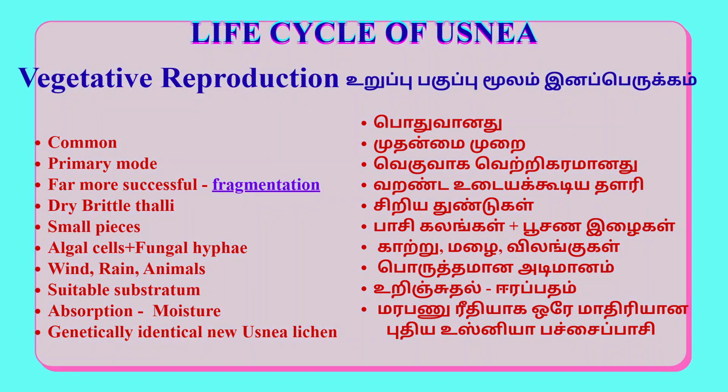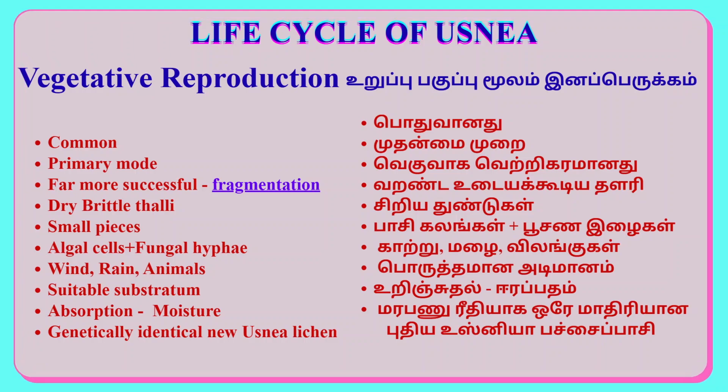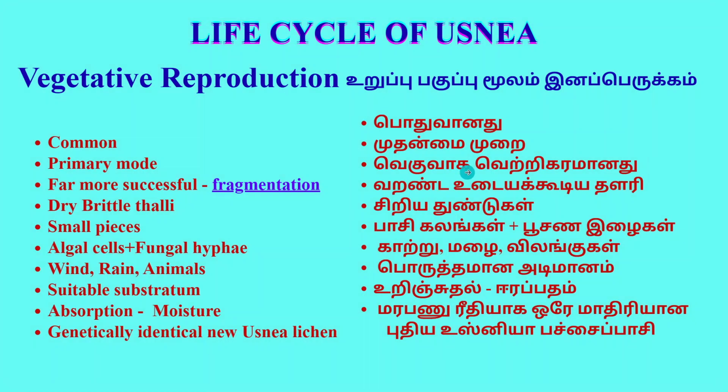And now we get into the details of the life cycle of Usnea. The life cycle involves both vegetative as well as sexual methods, but the vegetative reproduction is the far more successful and common one. As far as this vegetative reproduction is concerned, this method ensures the direct propagation of the established fungal-algal partnership. So the main mode is fragmentation. This is the main mode of reproduction.